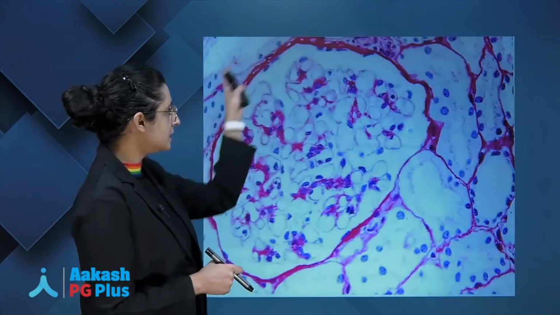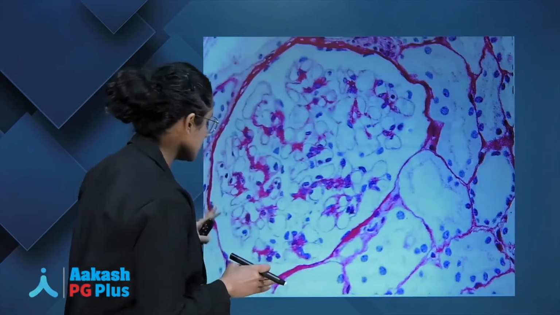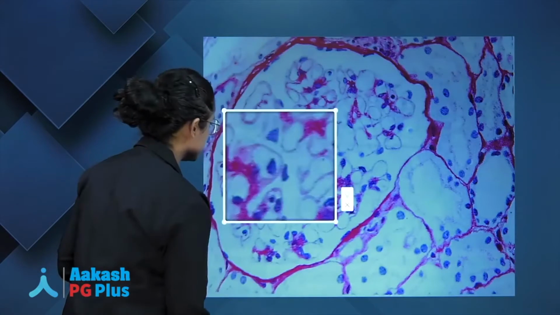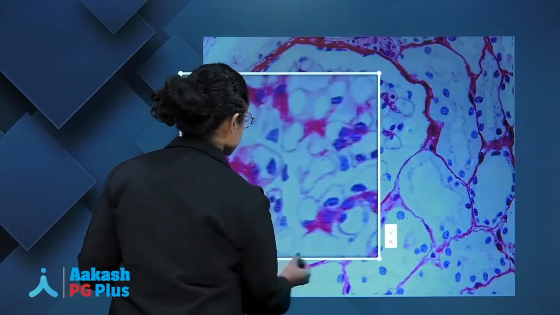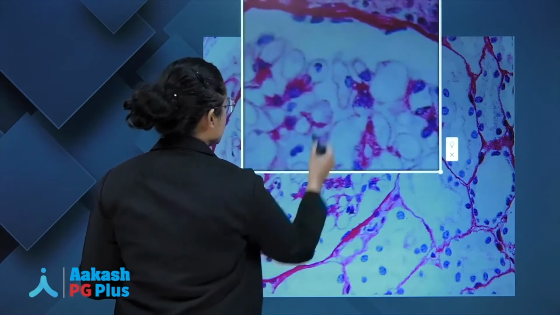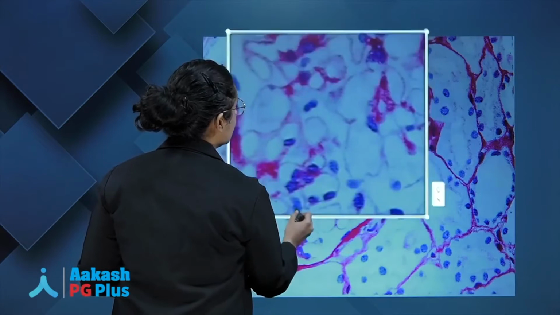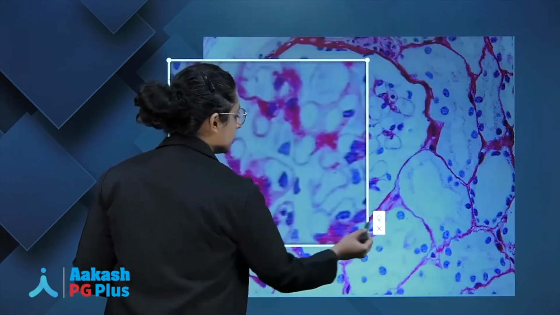So the first is normal glomerulus. You must be all aware how a normal glomerulus looks like. Let me just zoom into the structure and you can identify the glomerulus, you can identify the Bowman space, and you can identify the mesangial cells and the capillary lumens, right? So this is the normal glomerulus.